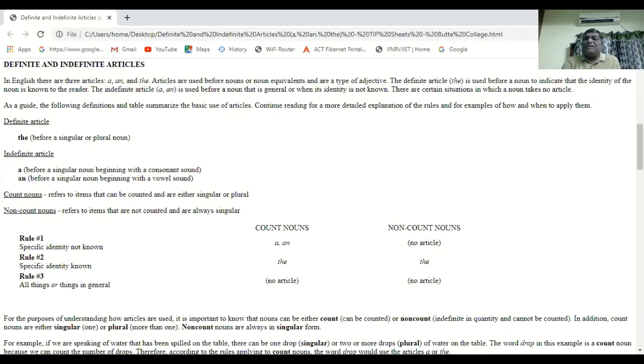So, definite article is used before a noun that is known to the reader. Already you and your listener know about it. In that case, you will use the definite article, that is the. And then the indefinite article is used before a noun that is general, when its identity is not known. We don't know whom you are talking about. You don't know what you are talking about.